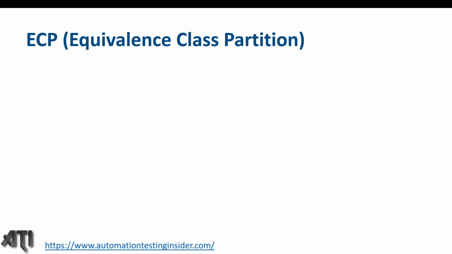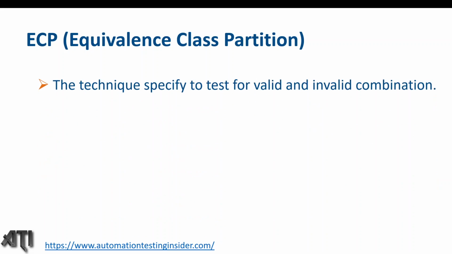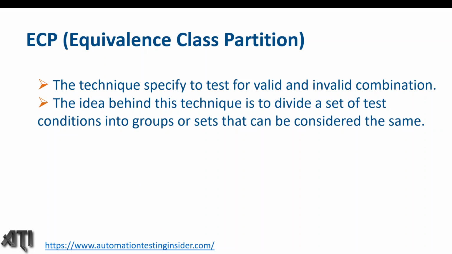Now let's talk about the next, guys. The next one is equivalence class partition. What do you mean by that? The technique is specified to test the valid and invalid combinations. The idea behind this technique is to divide a set of test conditions into groups or sets that can be considered the same. Let's say we have different ranges of values. We divide them into different partitions. That is part of equivalence class partitioning. From each partition we take one value and test our application.